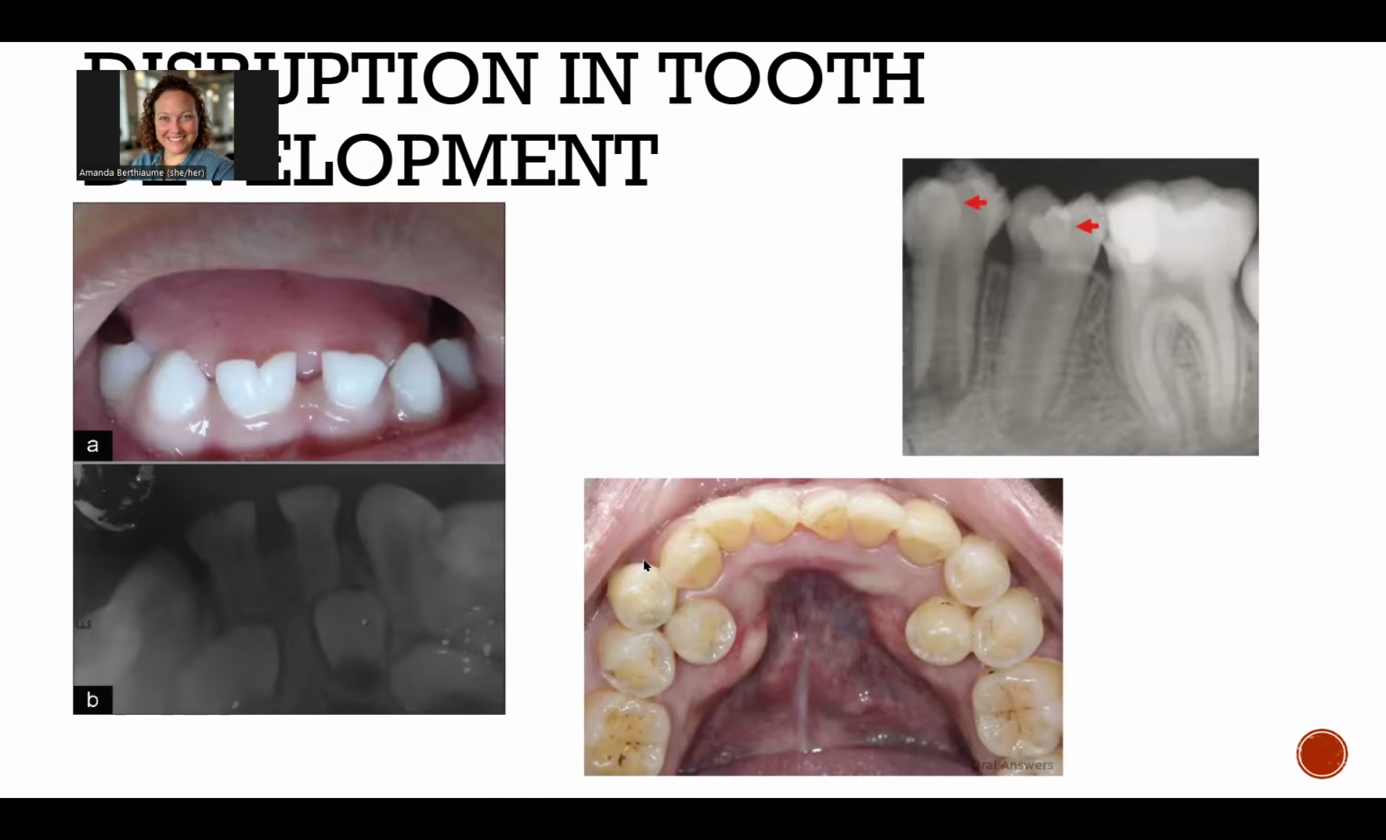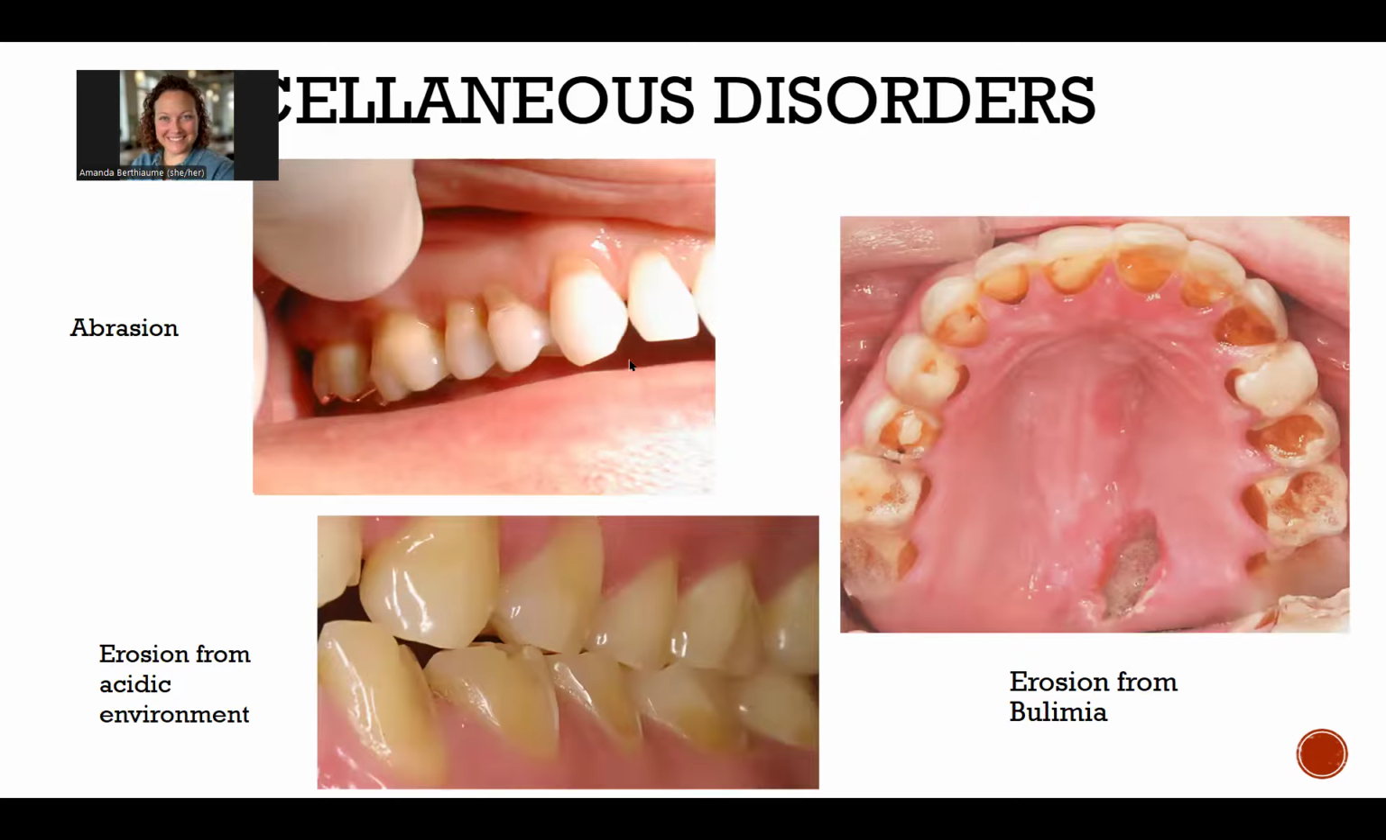You might see extra teeth. You can see down in the lower right-hand side, supernumerary teeth, right? How many premolars are there? You might see dens invaginatus, which is extra teeth inside of teeth. You might see dilacerated teeth, or two teeth in one root, or two teeth fused together. So those are all different developmental disorders.